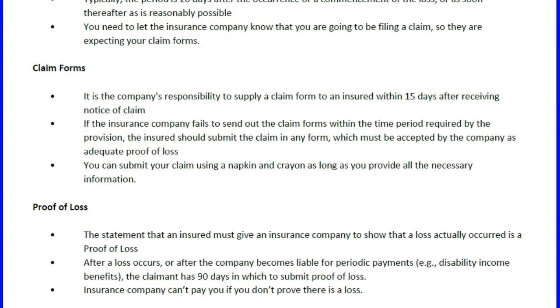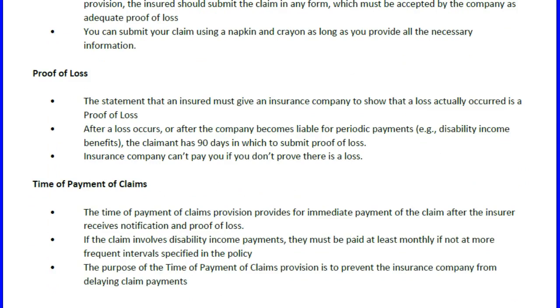Claim forms. The company is responsible for supplying claim forms to an insured within 15 days after receiving the notice of claim. So you have 20 days to say that you have a claim, and they have 15 days to give you the forms back. And if you don't receive them, you can send in your claim in whatever way you want.